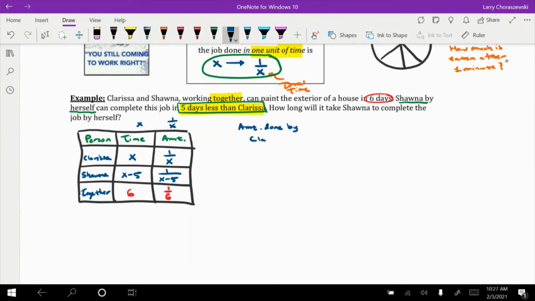If we take the amount done by Clarissa and add it to the amount done by Shauna, okay, so we're assuming they're working together. Each of these two people are going to contribute to the 1/6 that's completed when they're working together. So that allows us to get an equation involving the expressions in the last column, namely 1 over x, because that's the part of the job done by Clarissa after 1 unit of time. And then Shauna's contribution to this 1/6 is 1 over x minus 5.